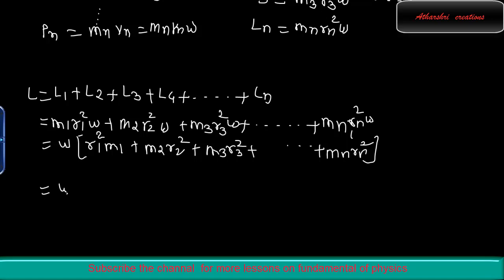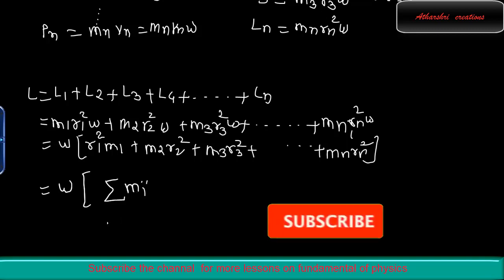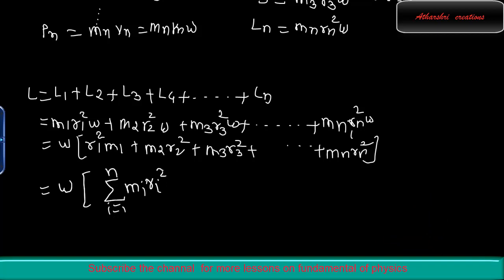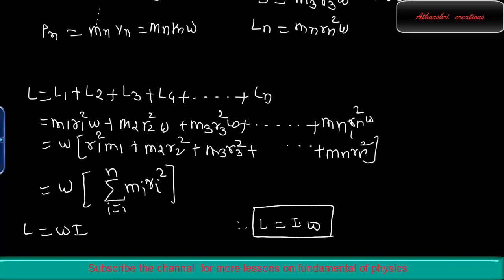Now see, the bracketed term is nothing but the summation of the product of mass and square of distance from the axis of rotation, which is nothing but the moment of inertia. Hence L equal to omega into I. Hence we can write the angular momentum L equal to I into omega. This is our required equation which we have to derive from the definition of angular momentum.